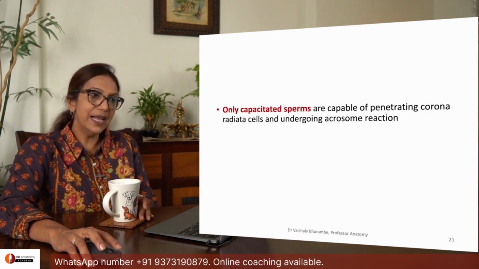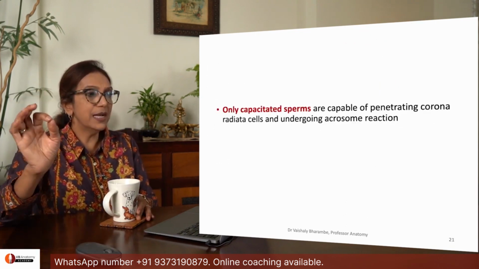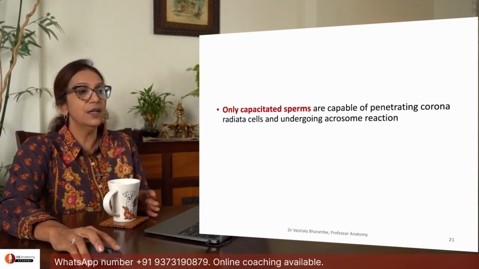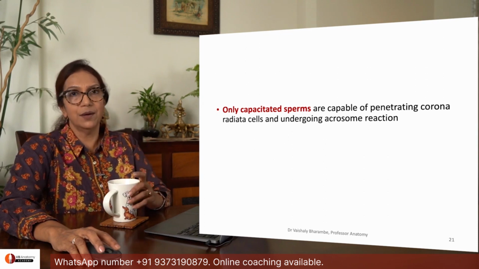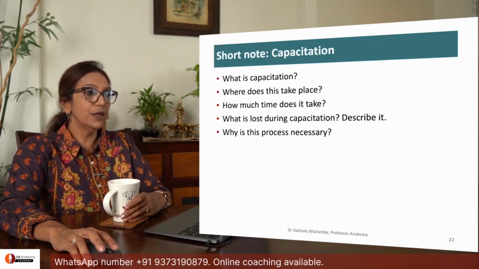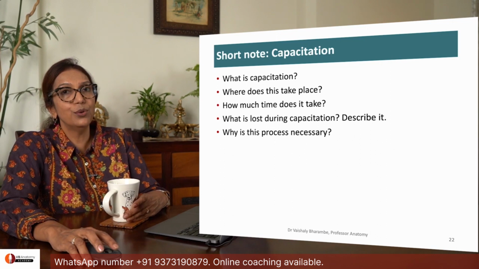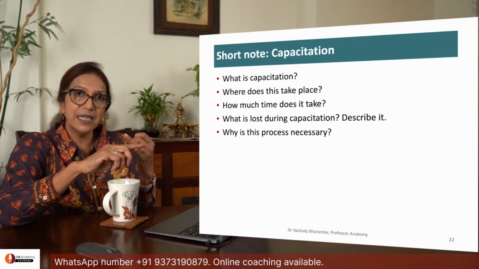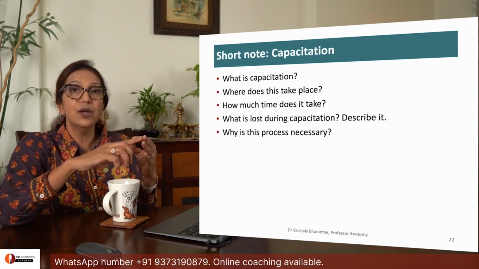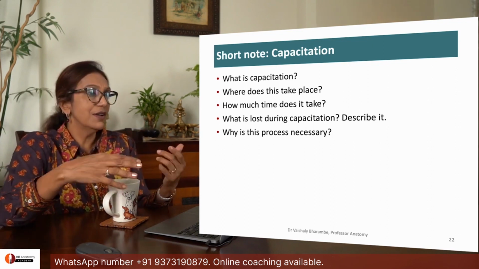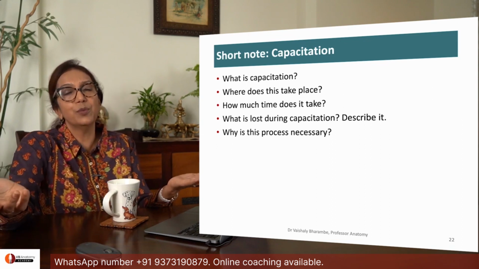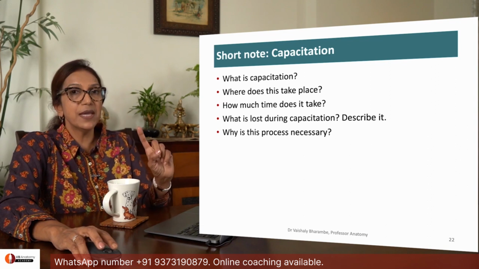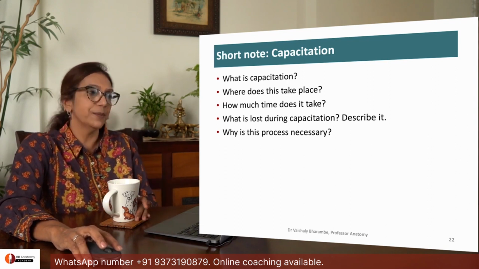Okay? And again, I'll say it one last time. Only a capacitated sperm is capable of penetrating the corona radiata to reach the Zona pellucida. So, how will you write your short note? Revise quickly. What is capacitation? Where does it take place? How much time does it take? What is lost in capacitation? Why do you want to lose the glycoproteins and plasma proteins by the process of capacitation? Prepare this note well. It's asked pretty often.